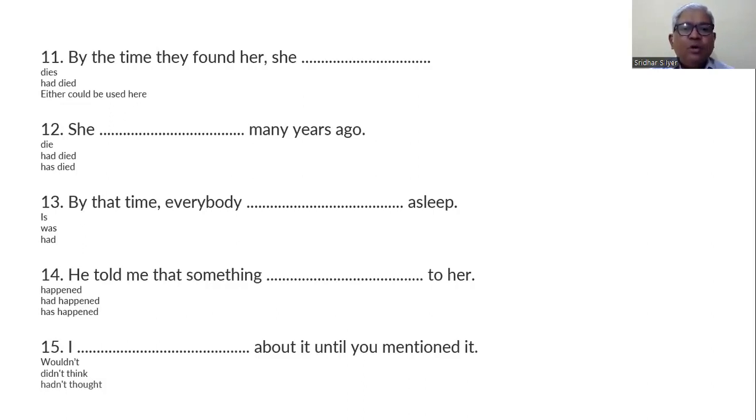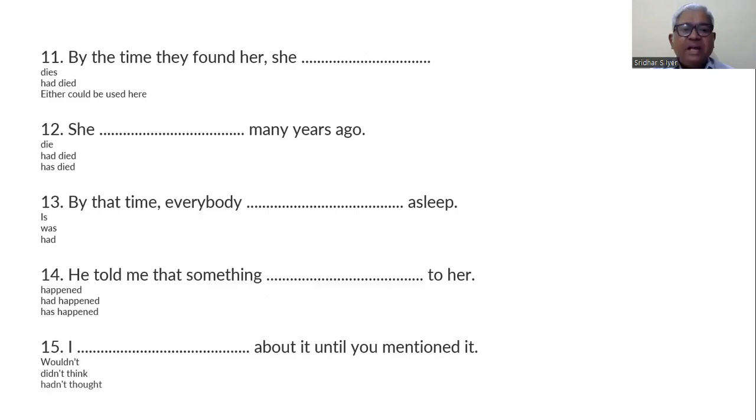By the time they found her, she dies, she had died. Either could be used here? No, it can only be had died because something happened in the past. By the time they found her, she had died. All right. She dash many years ago. She died many years ago. She had died many years ago. She has died many years ago. So the ideal answer here would be the past perfect, which is had died many years ago.